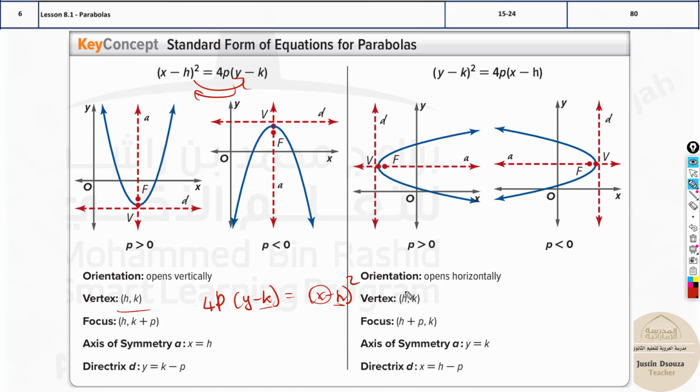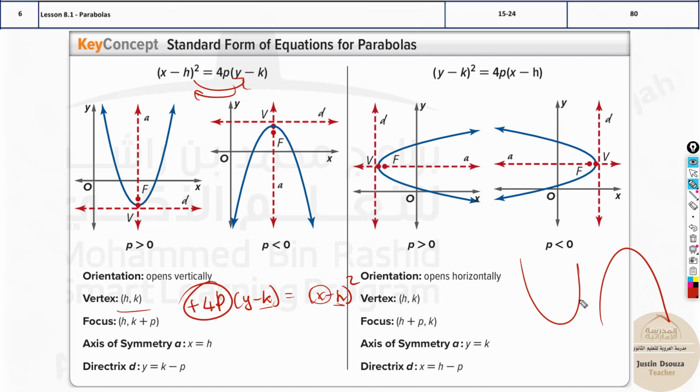Now, if it is like this, then it is either upwards or downwards. How do you know which is up and which is down? Look at this. If you have positive over here, it's upwards. If it's minus, it's downwards. Whatever is before 4p. So if you have negative 2p, then it's downwards.